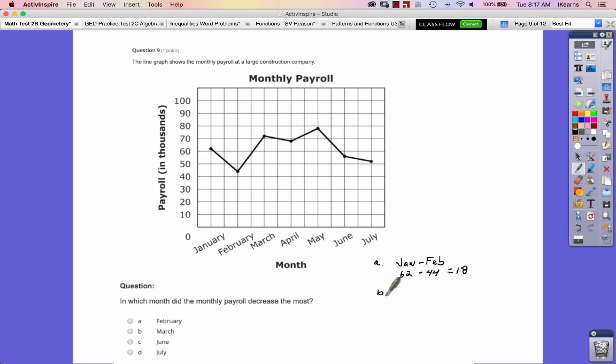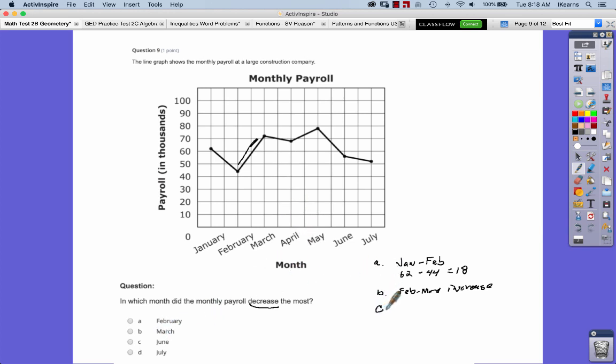Let's look at B. From February to March, you can see that's this section here. This is actually an increase. So we don't even have to do this math. It's rising, and we're looking for a decrease. So March is not going to be the answer.